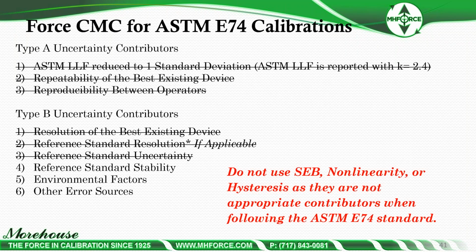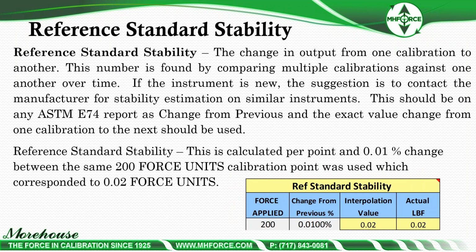And we have the reference standard stability. This is the change in output from one calibration to another. This number is found by comparing multiple calibrations against one another over time. If the instrument is new, the suggestion is to contact the manufacturer for stability estimation on similar instruments. This should be any ASTM E74 report as the change from previous, and the exact value change from one calibration to the next should be used.